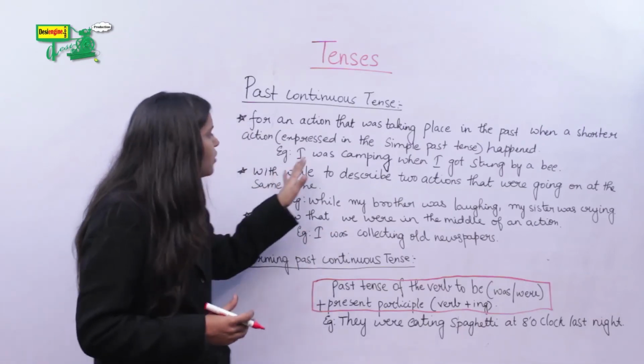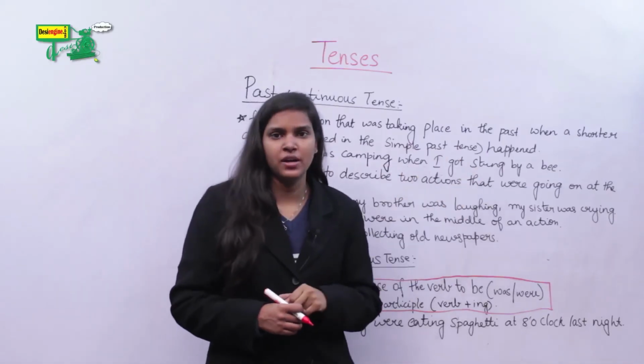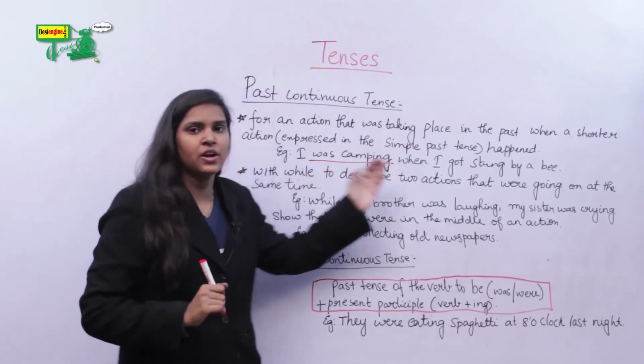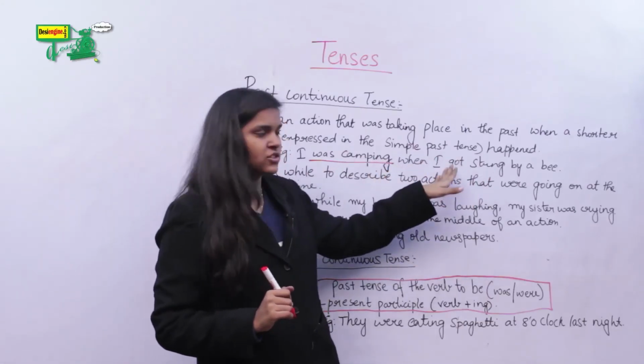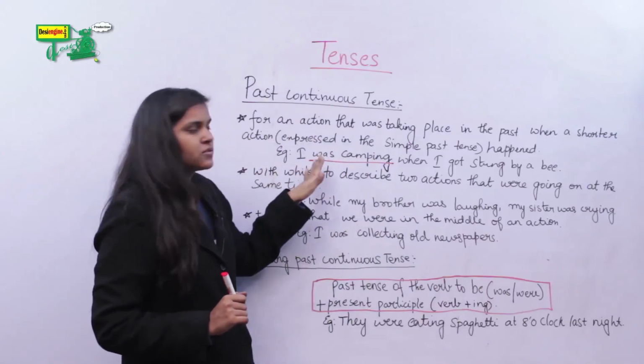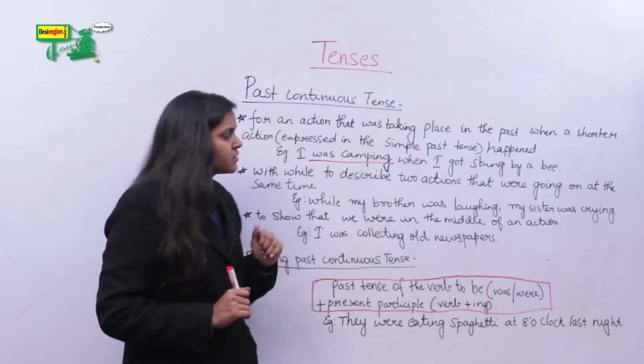For example, I was camping when I got stung by a bee. That is, I was camping when I got stung by a bee, which is a shorter action. I got stung by a bee. Was camping shows our past continuous tense.